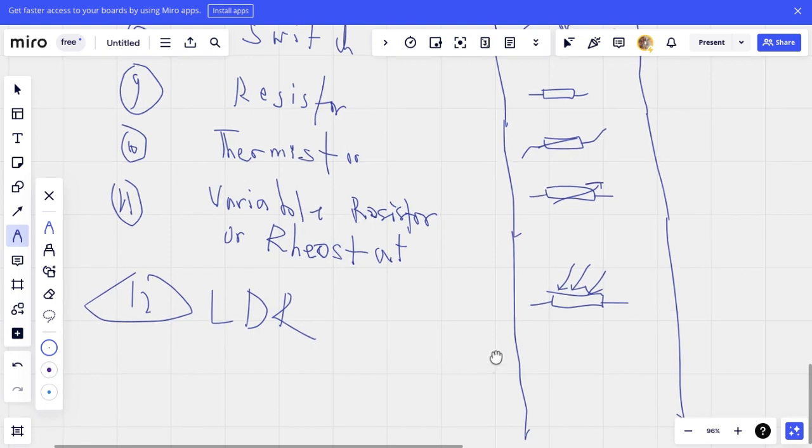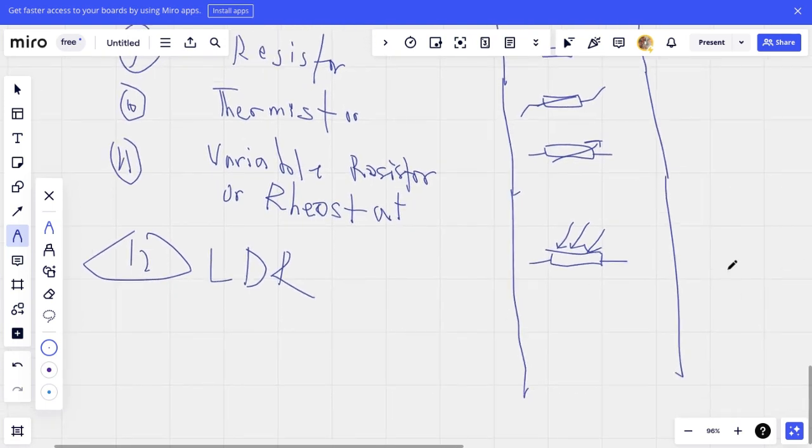Okay? We have a diode. What is this used for? All the resistors have to oppose the flow of current. Okay? Then we have a diode. Diode allows current to flow in one direction only. Diode, the function is to allow the current to flow in one direction. So the symbol. We also have light emitting diode.